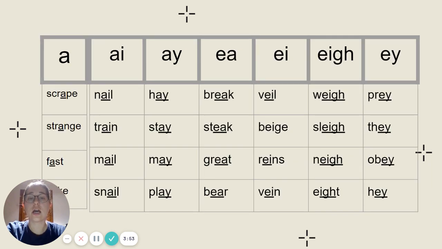Right, here is our final spelling chart. You can use yours for the next activities in our lesson, so please keep it handy.